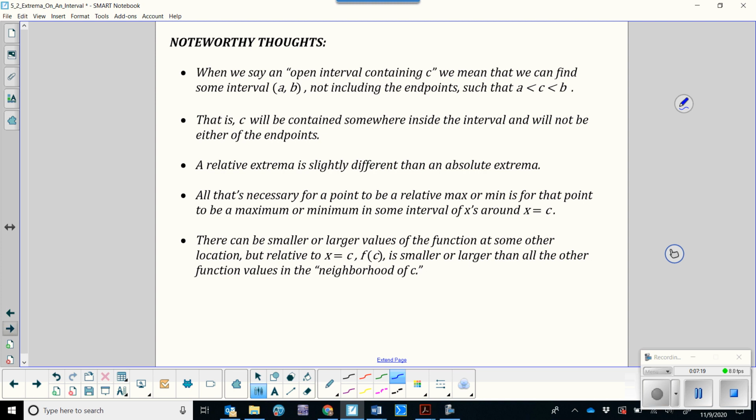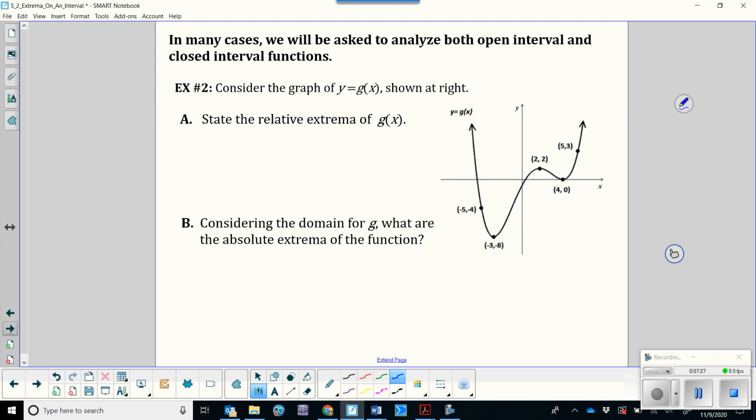So relative max and min just has to be the largest or smallest in some little interval around it. And there can definitely be other ones that are bigger or smaller, but just in that little region we have that. Okay, so here looking at this graph, we'll analyze again these open and closed intervals, okay? So A says state the relative extrema of g of x. So relative extrema mean if I'm looking at basically the peaks and valleys. So you're going to have a relative minimum here and here, because those are both valleys.